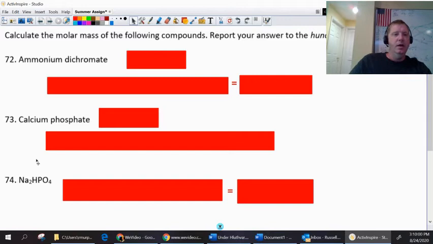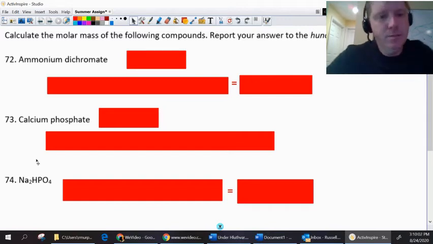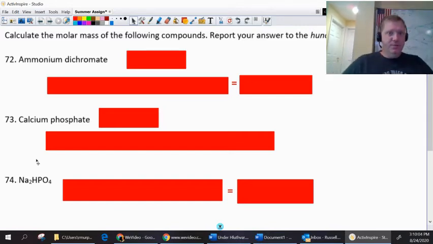Next page. Calculating molar masses. The molar mass is the mass that represents 1 mole of the substance, meaning you have 6.022 times 10 to the 23rd of that compound or molecule or atom. And so here we have a whole bunch of compounds.